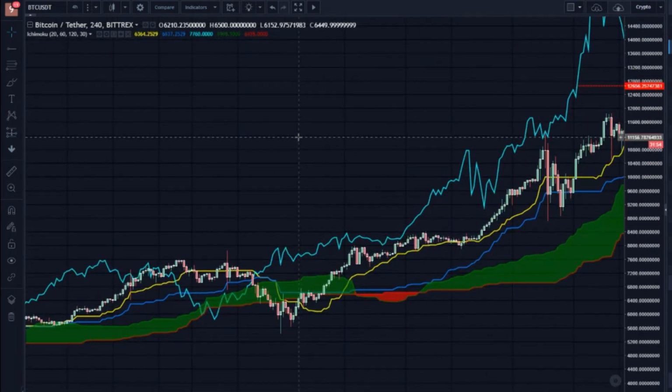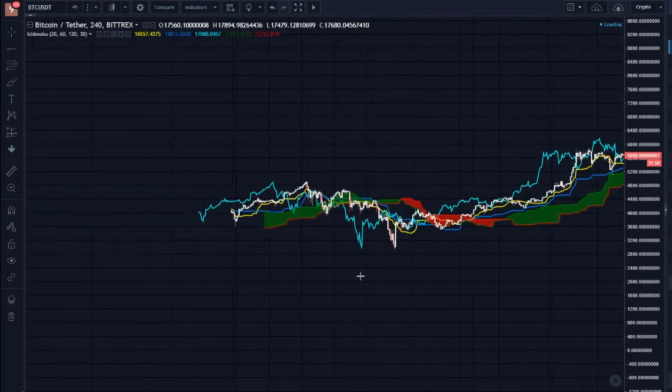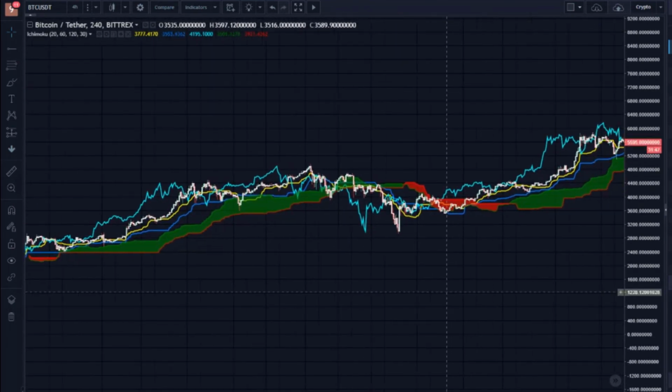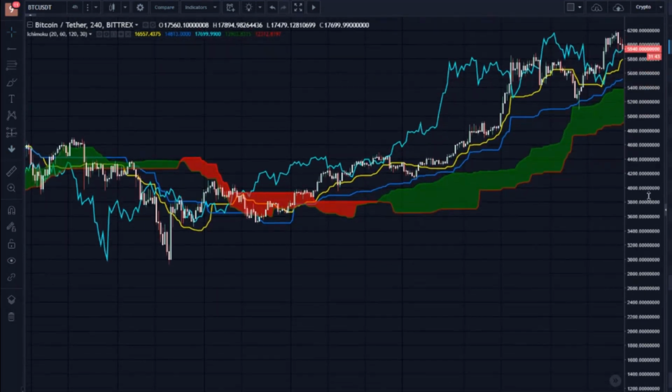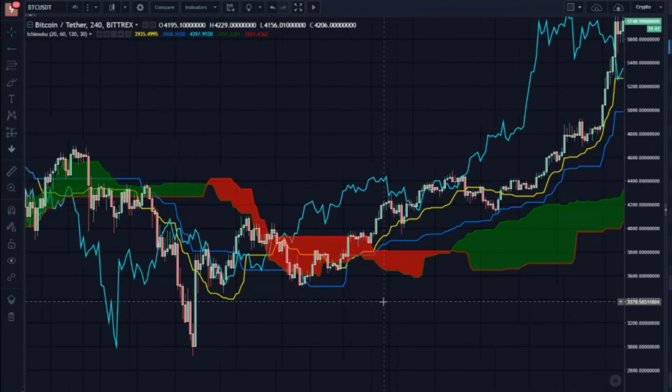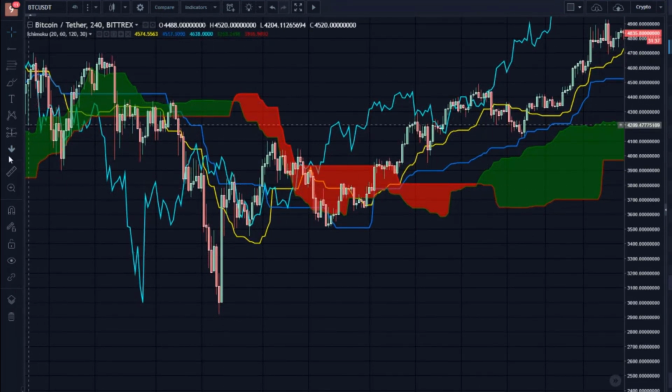So if we actually get an example from Bitcoin, let's go back. Got to go back a little bit in time here. So here's an example of a cloud breakout. We have the TK cross that happens inside the cloud, but as soon as it pops out, we have a nice angle on both of these. So if we go 30 sticks back, we also see that the CS has broken out.